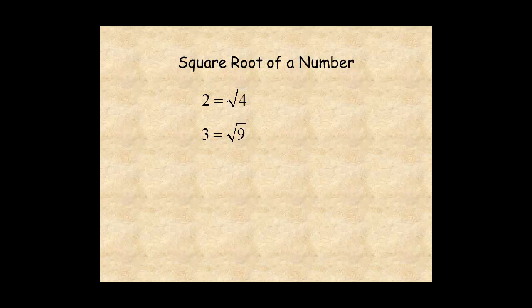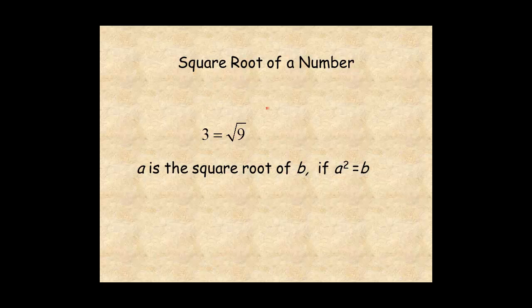You can turn this around and say 2 is the square root of 4, and 3 is the square root of 9. In general, a is the square root of b if a squared equals b. So 2 is the square root of 4 because 2 squared equals 4. And 3 is the square root of 9 because 3 squared equals 9.